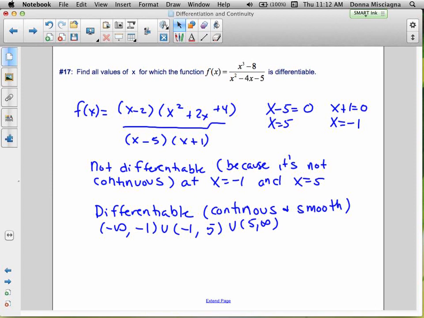All right, so I hope that this has made continuity and differentiability much more clear for you. And you'll be able to recognize when a graph is differentiable and when it's not at some given x value.